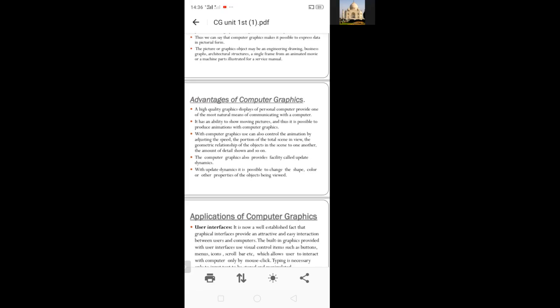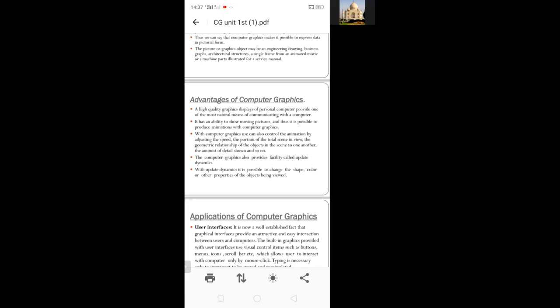With update dynamics, it's possible to change the shape, color, or other properties of the object being viewed. It is obvious. With the help of this, we can change the shape of the object dynamically. Dynamically means whenever the system is running, at the time of running, the shape will automatically get changed. The color will automatically get changed, and the other properties of the objects being viewed. So this is nothing but the advantages of computer graphics.